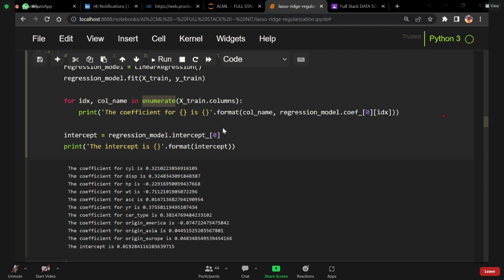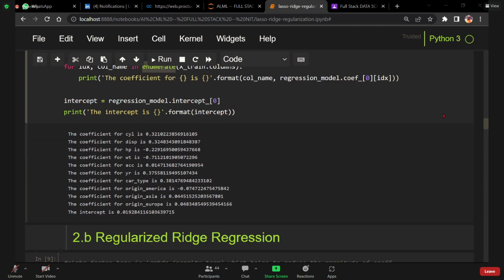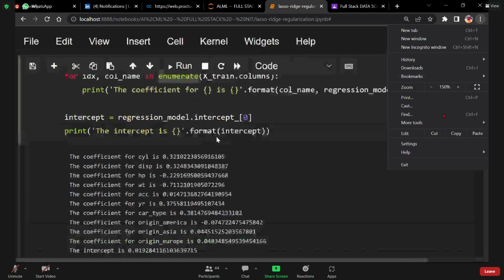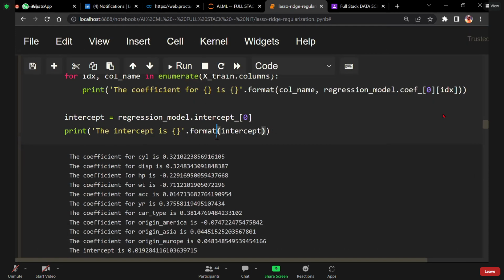All right, and then once you find the intercept of the regression model, it will find the coefficients. So the coefficient of cylinders is 0.32, and the coefficient of displacement is 0.32. Did you see all the coefficients or not? So what is regularization done? It reduced the coefficient, right?